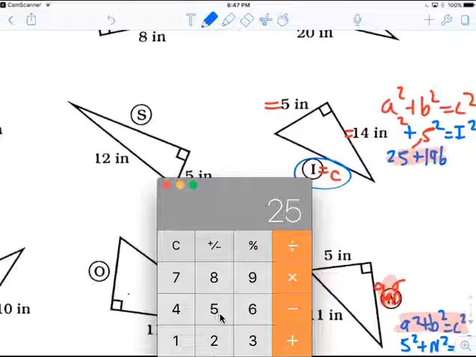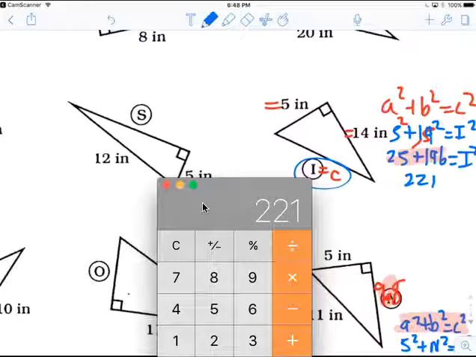So let me show you. 25 plus 196 is equal to 221. Well, 196 plus 25, still 221 no matter what, right? So 221. So 5 squared, 14 squared, doesn't matter because you're adding them. Okay, equals I squared.